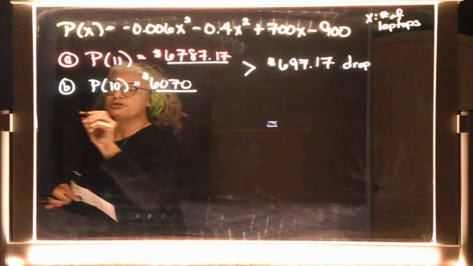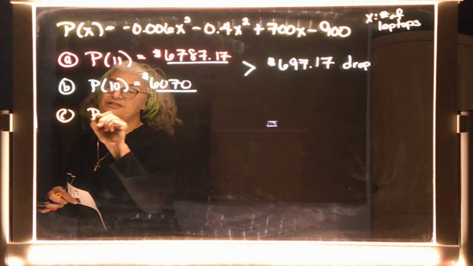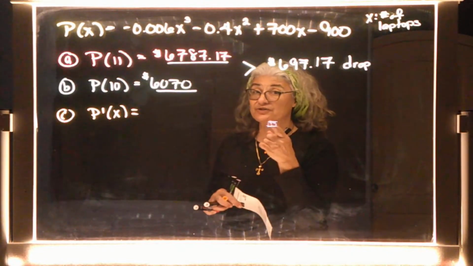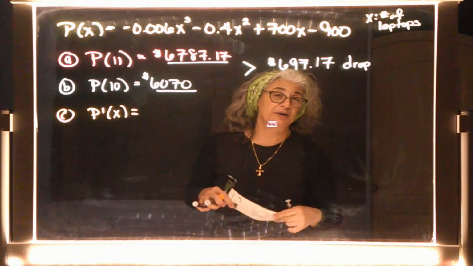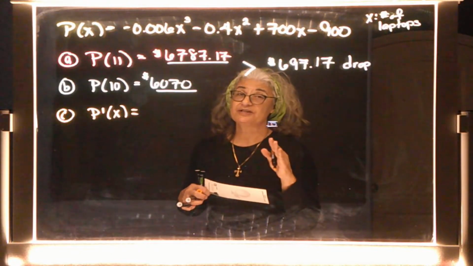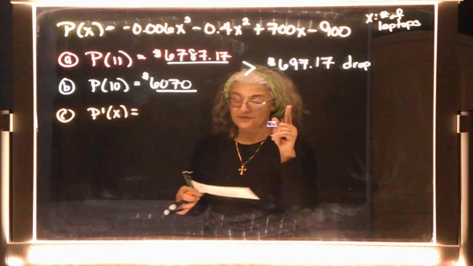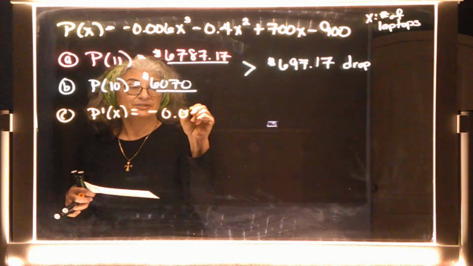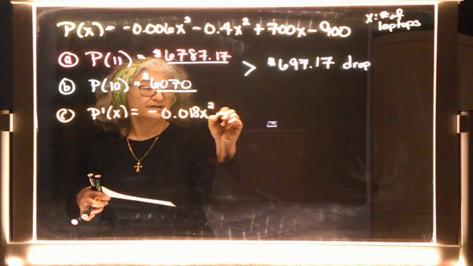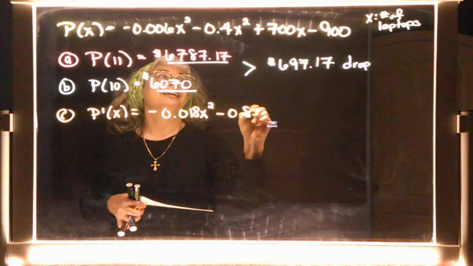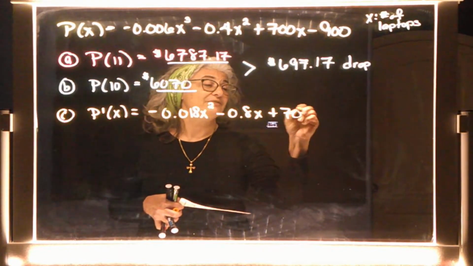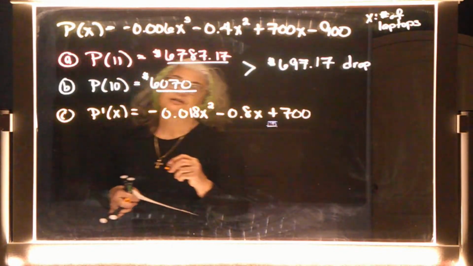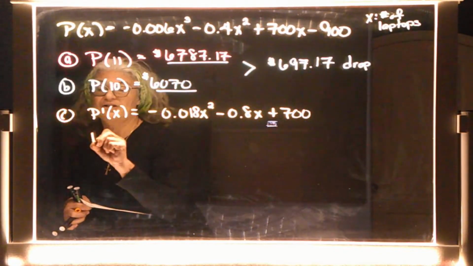All right. So marginal profit means what? Find the first derivative of the profit function. We got to do that first. So you do yours, I'll do mine. I already did mine. Pause the video if you need to. Okay, got it? All right, let's see if we agree. I got negative 0.018x squared minus 0.8x plus 700. But they want the marginal profit at 11 laptops.